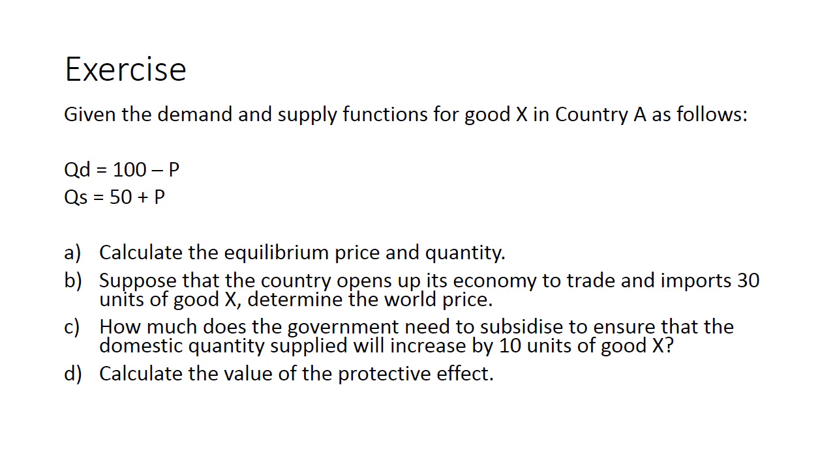Now we move to the exercise. Given the demand and supply functions for good X in country A as follows: QD is equal to 100 minus P and QS is equal to 50 plus P. Question A, calculate the equilibrium price and quantity. Question B, suppose that the country opens up its economy to trade and imports 30 units of good X. Determine the world price. Question C, how much does the government need to subsidize to ensure that the domestic quantity supplied will increase by 10 units of good X? Question D, calculate the value of the protective effect.